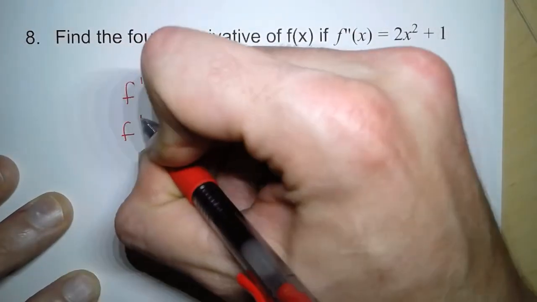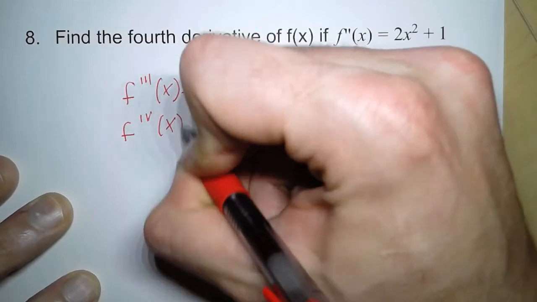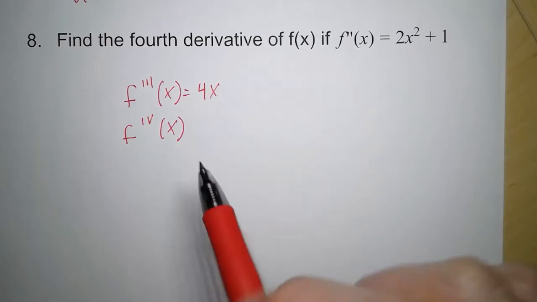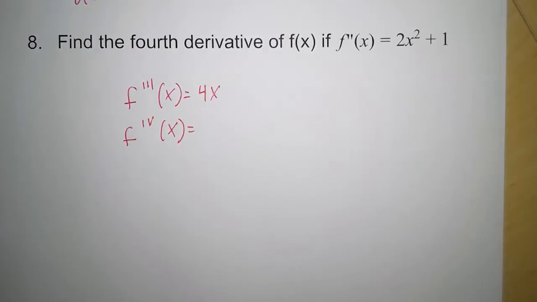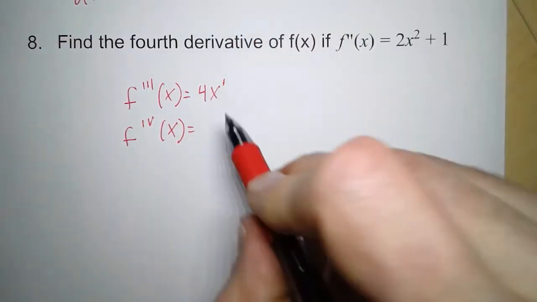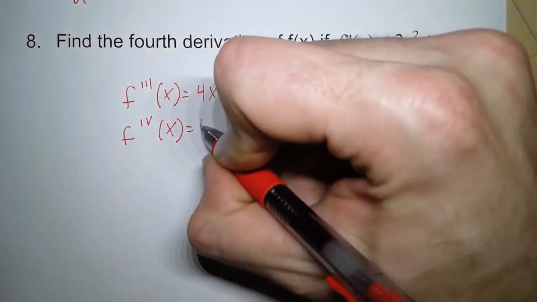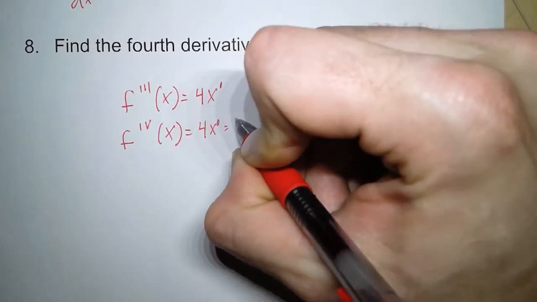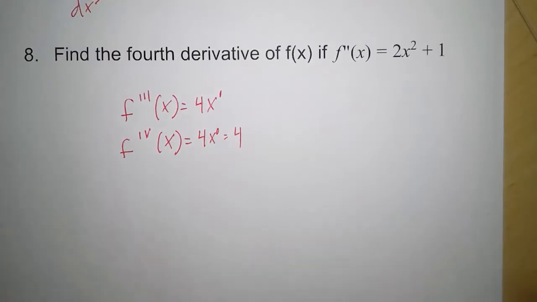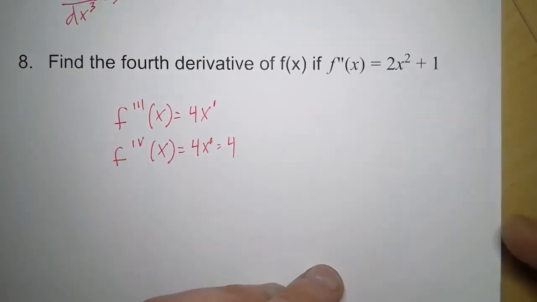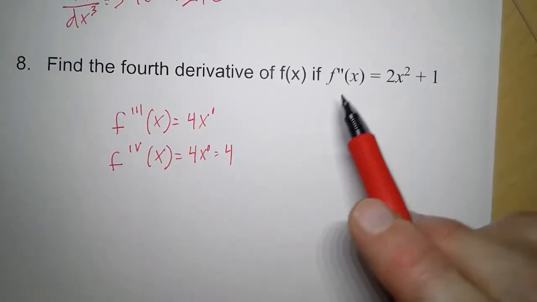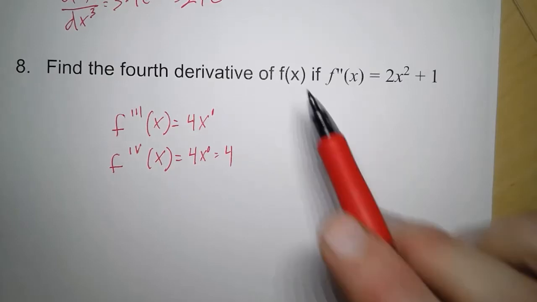And the fourth derivative, we tend to write this with little Roman numerals up above. Now, some books will write it with little numbers in parentheses, but it differs from book to book. And so using power rule, this is x to the first power, and so this will become 4x to the 0, or just 4. So that is the fourth derivative. The key to this problem is understanding that you don't start with f of x, you start with f double prime. And since you start with f double prime, you only had to take 2 more derivatives.